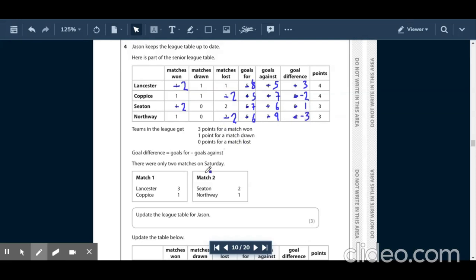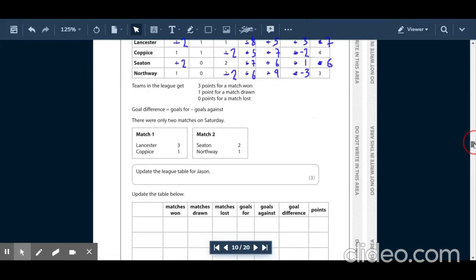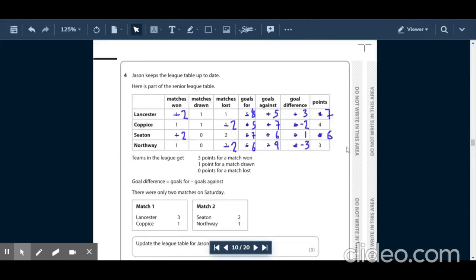The last thing I have to do is look at the points. So Lanchester won. So they're going to get an extra 3 points. So now they're going to have 7 points. And Seaton won. So now they're going to have 6 points. You would then need to copy all of that information into the table down here. I'm not going to do that. The only thing that you would need to think about there is because Seaton now have more points than Coppice, Seaton would be above Coppice in the table. So that's the only other thing you need to do.